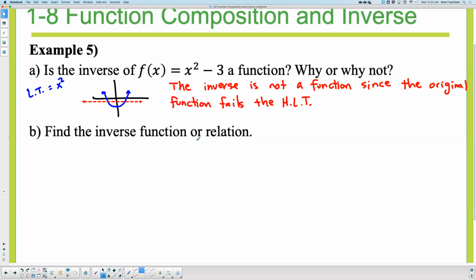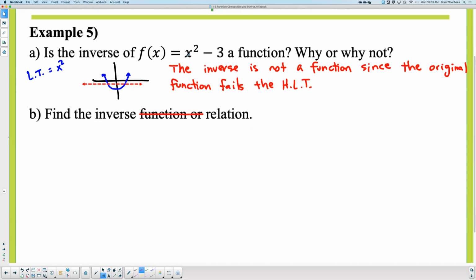Now it says find the inverse function or relation. So if it's not a function, guess what it is? It's a relation. So we're going to find the inverse relation. So how do you do it? Here's how you start. You start with the original function. You make the f of x be a y. Like this. So here's our original. All I did is I substituted in y for f of x. And now to find the inverse, you switch x and y. So the inverse would be x equals y squared minus 3.